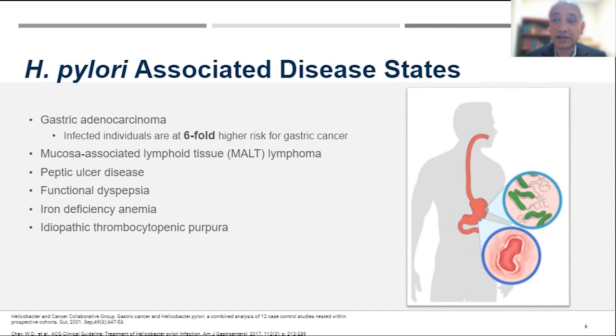Many instances of iron deficiency anemia can be related to H. pylori infection, and many cases of idiopathic thrombocytopenic purpura, which is a disease state in which low platelet counts can lead to clotting, is also associated with H. pylori.